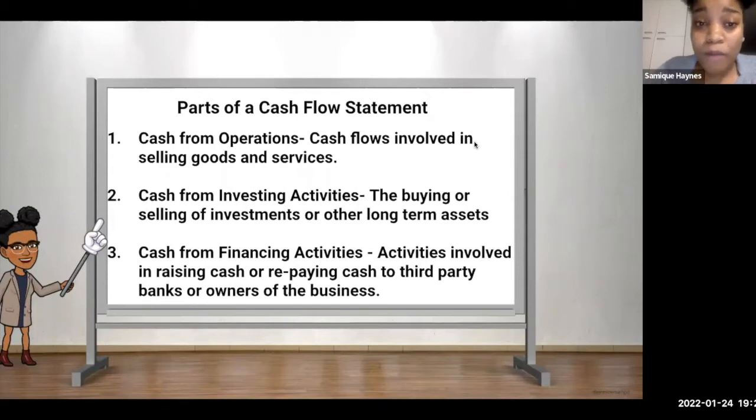So cash from operations. Cash comes into the business and cash flows out of the business whenever we're dealing with selling goods and services. So when cash comes into the business when we sell goods and services, what does that remind you of? What do we call that? When cash comes in because we've sold goods and services.